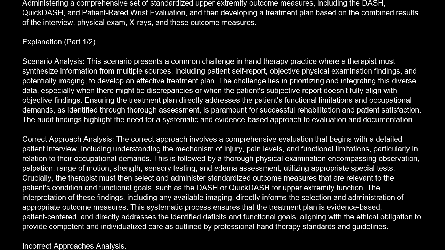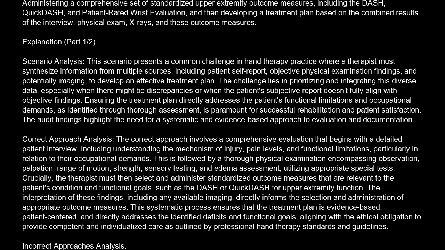The interpretation of these findings, including any available imaging, directly informs the selection and administration of appropriate outcome measures. This systematic process ensures that the treatment plan is evidence-based, patient-centered, and directly addresses the identified deficits and functional goals, aligning with the ethical obligation to provide competent and individualized care, as outlined by professional hand therapy standards and guidelines.